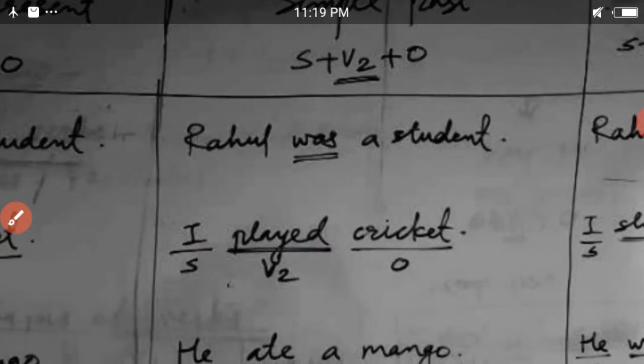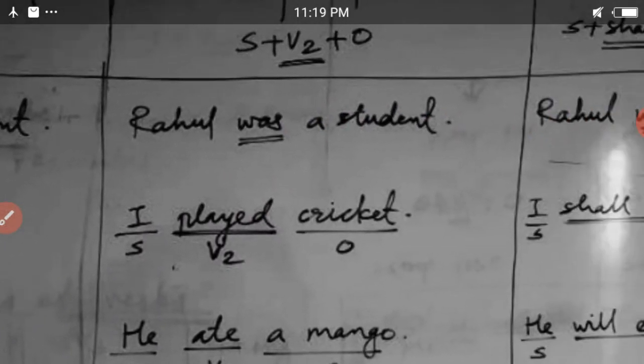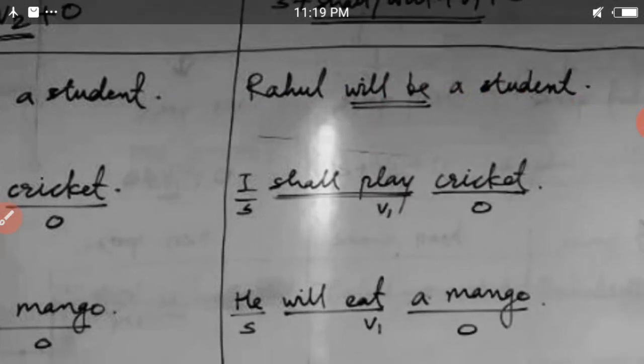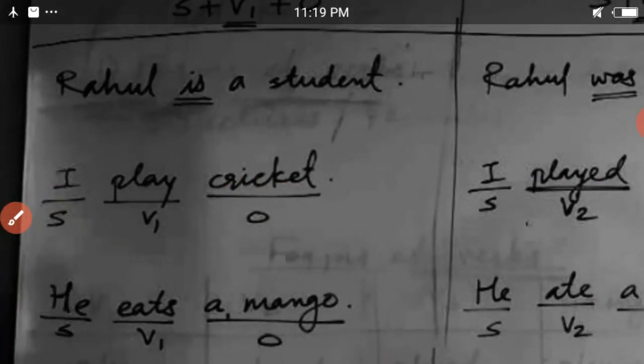Remember, the sentences of simple present and simple future have a little change. And what is it? The word shall, right? So if we hide this, what sentence do we get? I play cricket, right? And what do we have in simple present? I play cricket. So it is a little change between simple present and simple future.